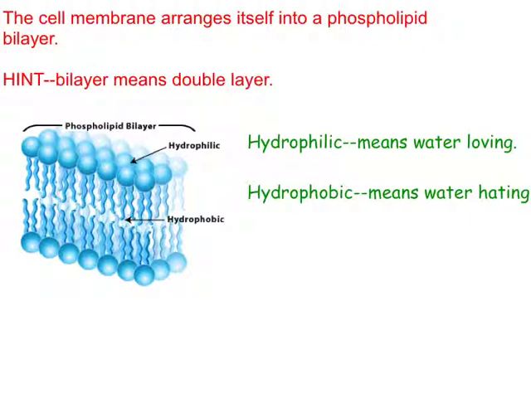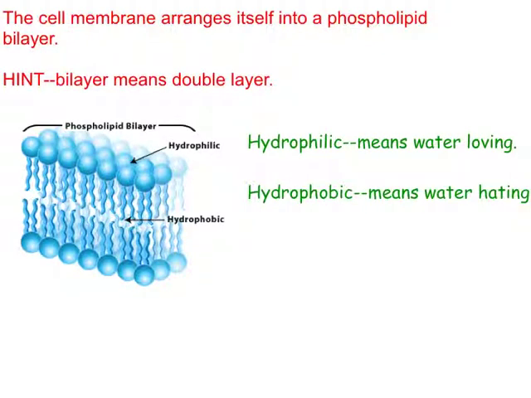Now, because of the two parts that it has, the hydrophilic, which means water-loving, and the hydrophobic, which means water-hating, the cell membrane actually arranges itself into what we know as a phospholipid bilayer, bi meaning two. So it's a double layer, a double phospholipid layer.